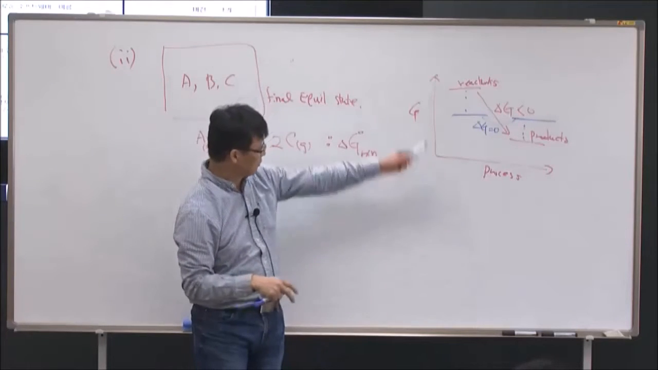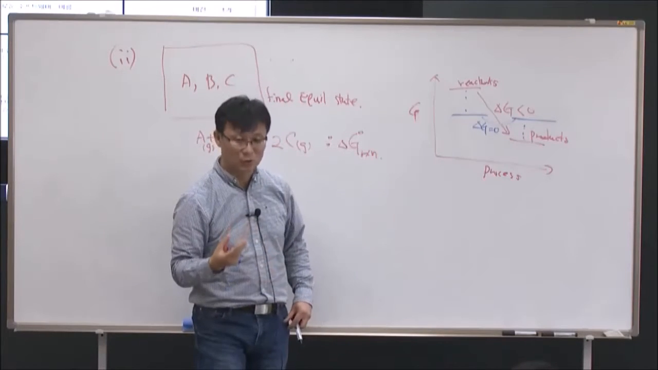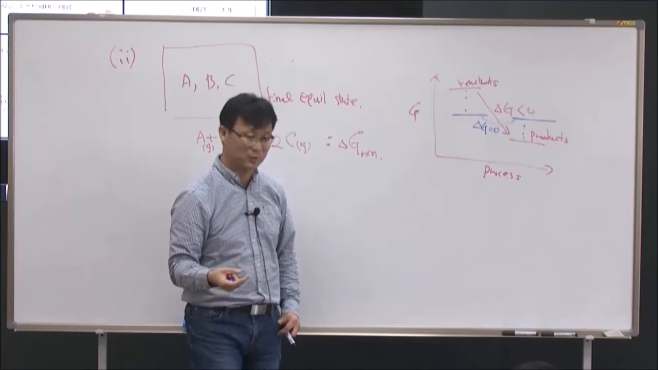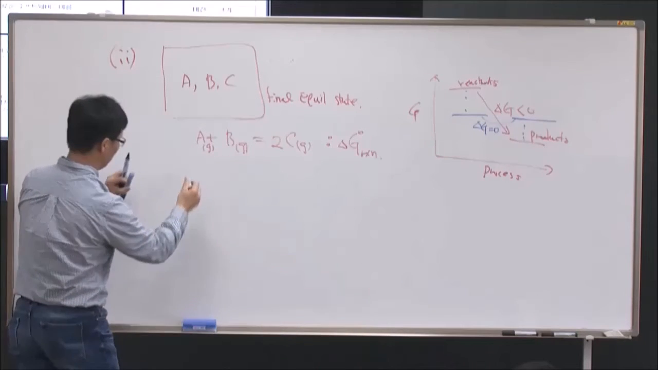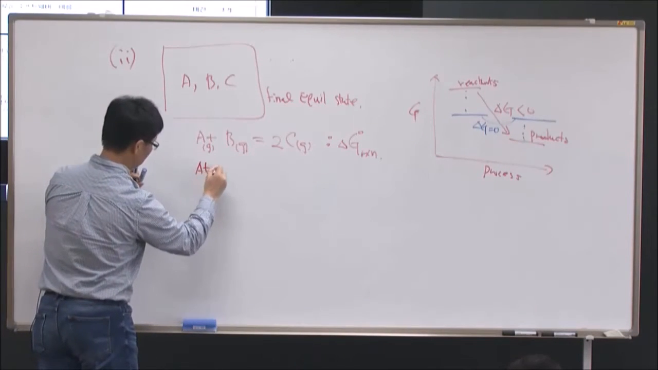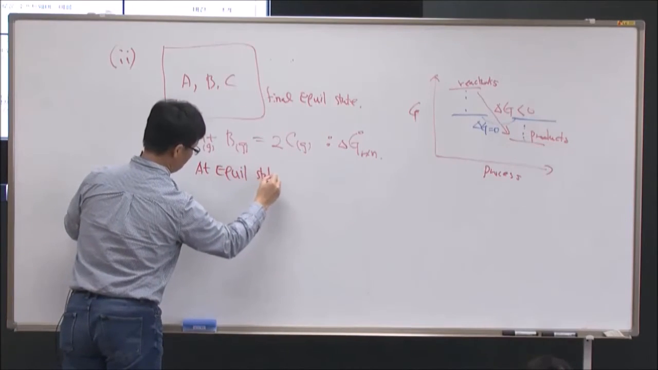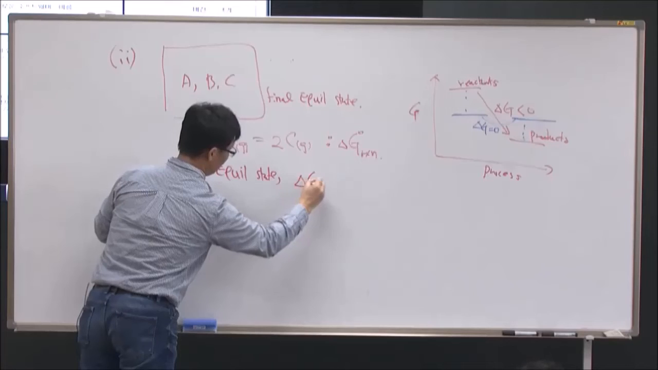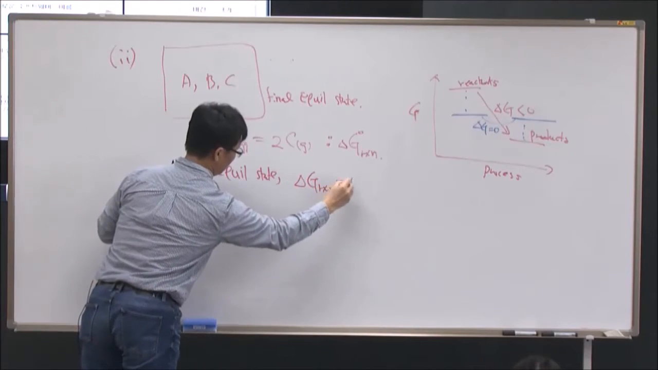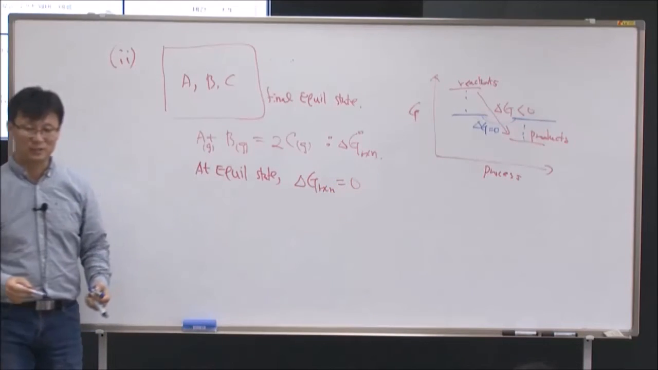Okay? So when you have this kind of process, we have to talk about chemical equilibrium. So at chemical equilibrium, delta G of reaction equals 0, not delta G naught of reaction equals 0.